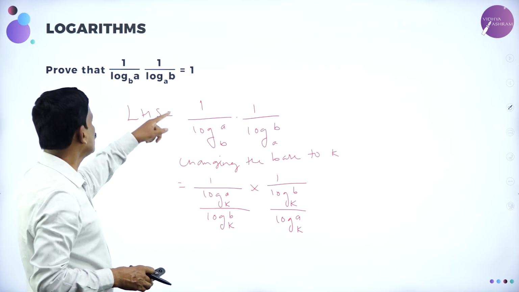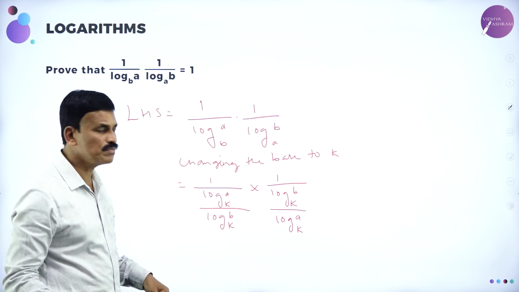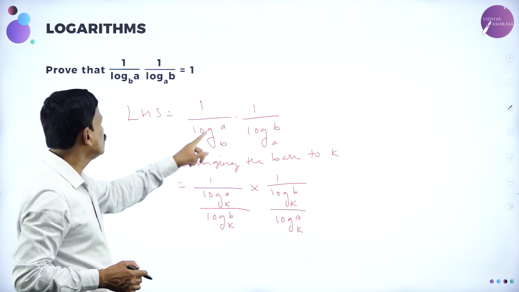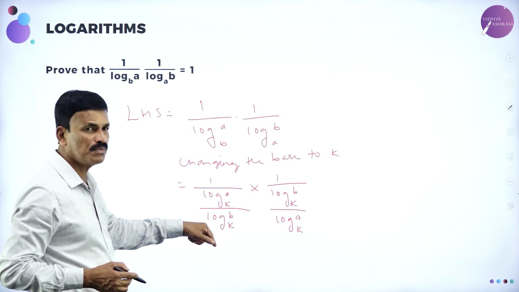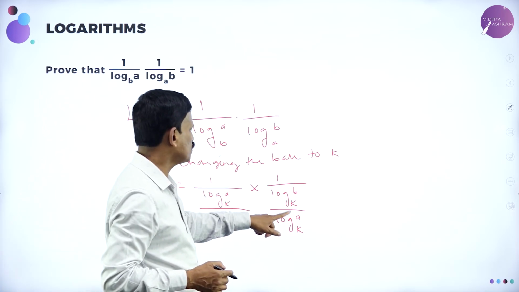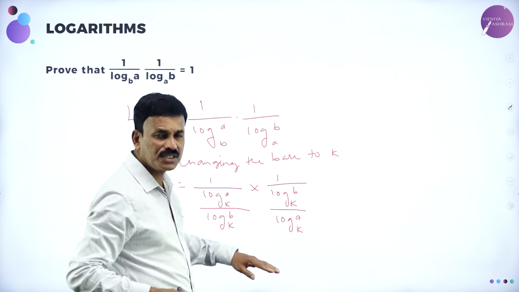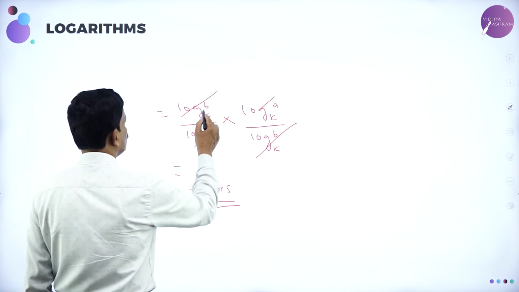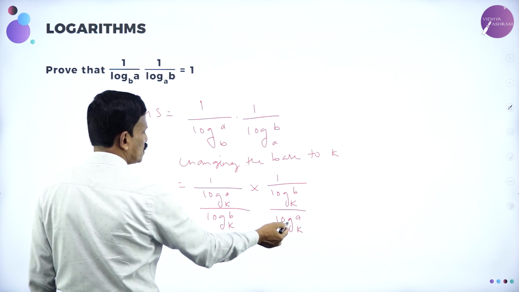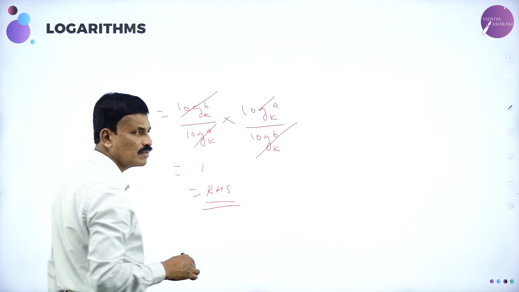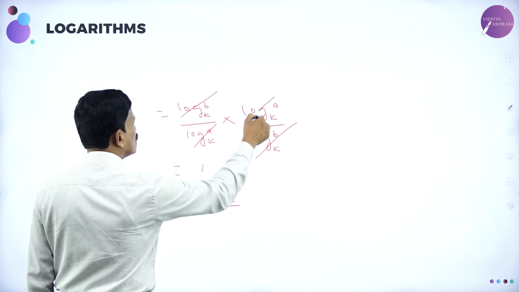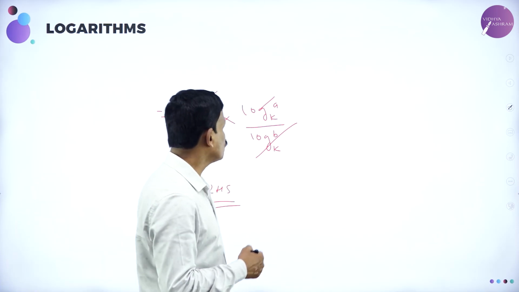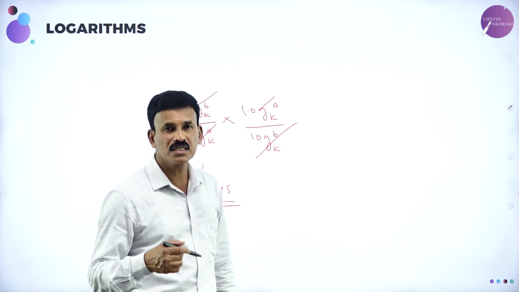See, 1 over logarithm of a to base b into 1 over logarithm of b to base a, changing the base to k using base change rule, 1 by log a to base k by log b to base k into 1 over log b to base k divided by log a to base k. Just transfer this to the numerator, reciprocate it. If you reciprocate, log b to base k goes to the numerator by log a to base k, and log a to base k goes to the numerator by logarithm of b to base k. Cancel the terms. Log a gets cancelled. That's equal to 1, which is the required RHS. Okay. So, these are few problems based on logarithmic first and second properties and base change rule.